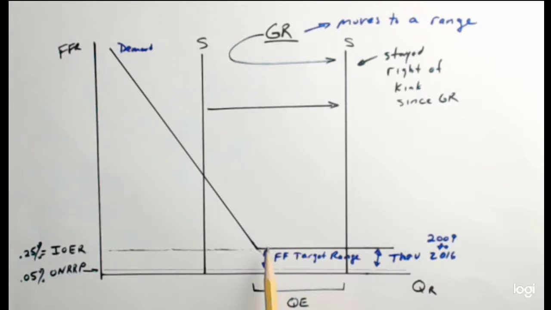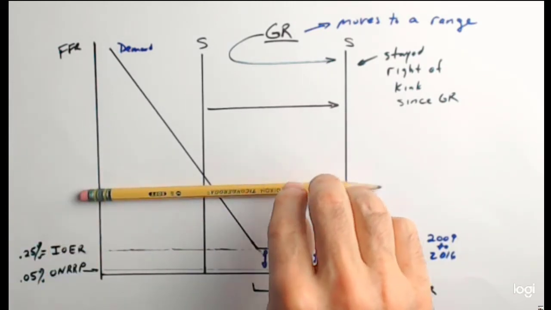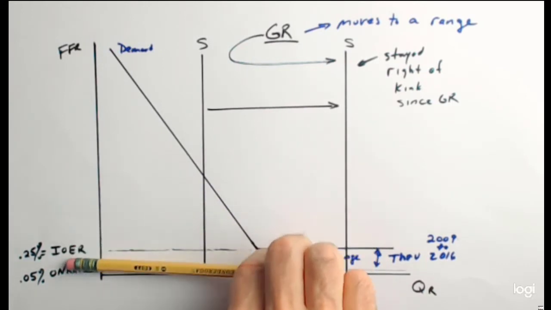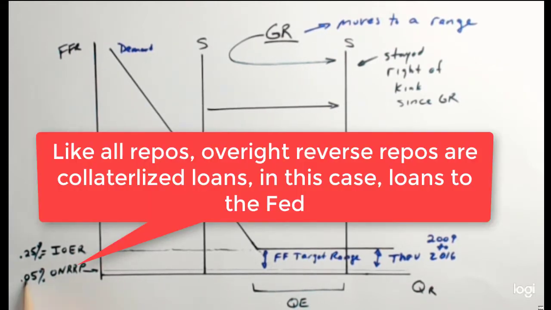Now, continuing with the story about the target range, well, how far can this rate go? How far can this rate go down? Well, it can go further, especially if we're up here and say this whole thing is shifted up, which I'll show you in a minute. It's like, well, how big of a range can it be? Well, the Fed puts a floor on the range, and the floor is put on by the overnight reverse repos. Overnight reverse repos are loans to the Fed. So the Fed is paying this 0.05%.